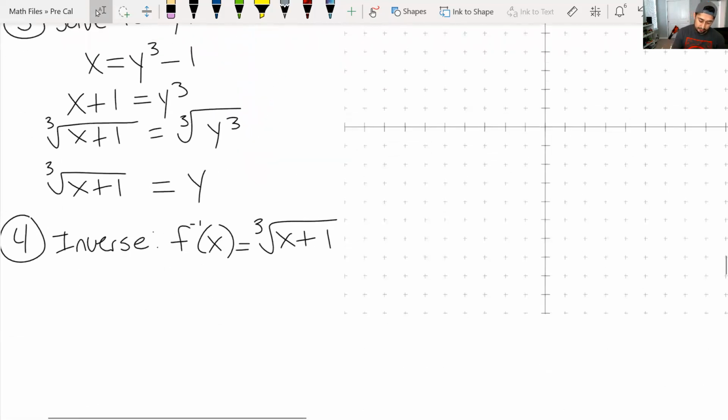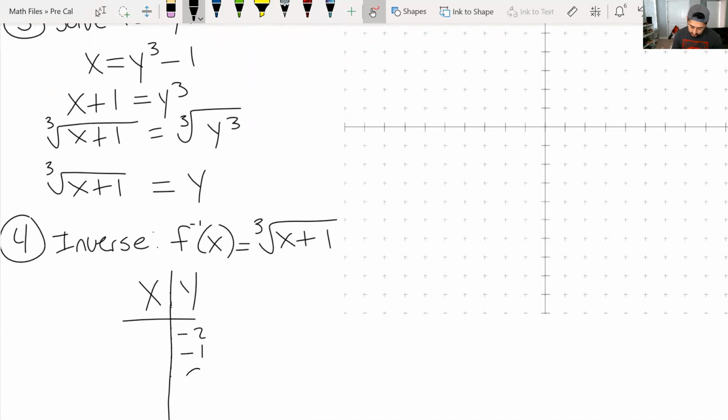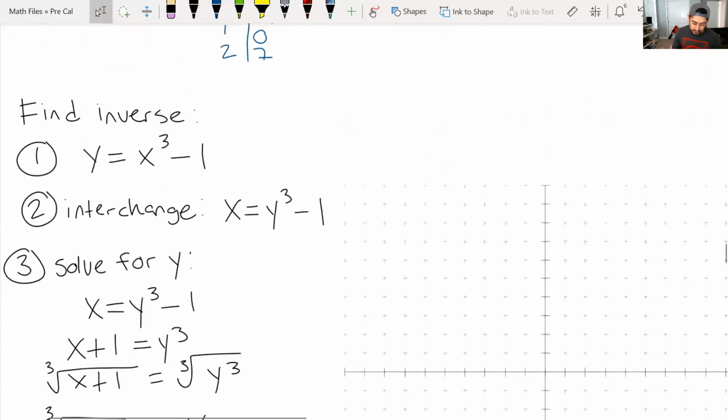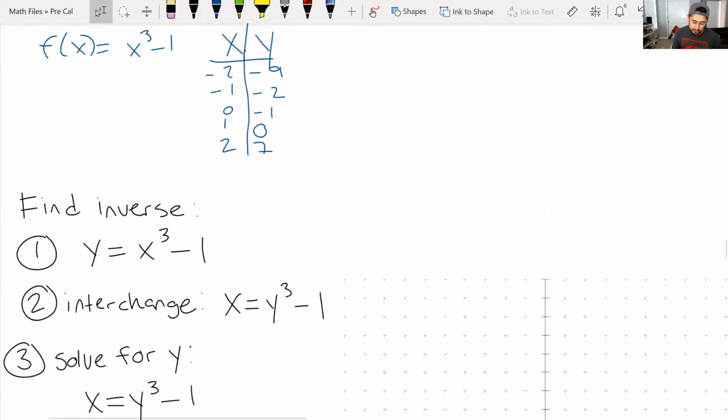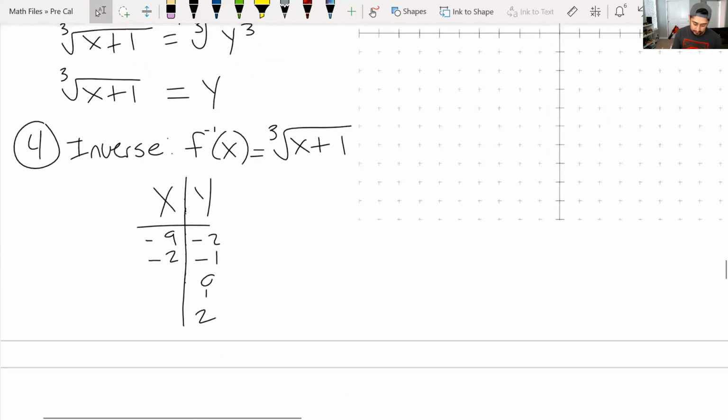So this means that for my XY chart, -2, -1, 0, 1, 2. This was -9. That was, where was it? -2. That was, if I plugged in 0, I'm not even looking. So everything swaps. -9, -2, -1, 0, 7. There you go.